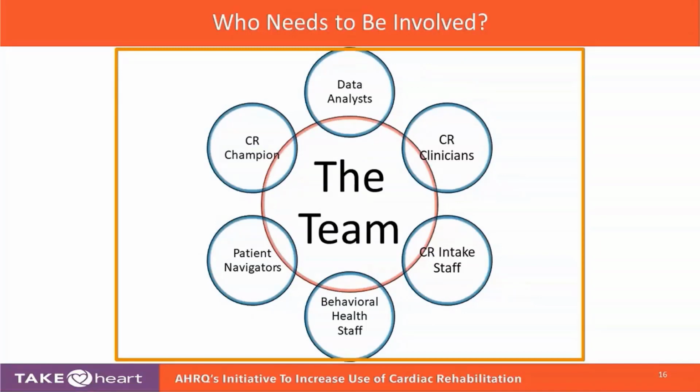This can start from, for example, data analysts, people who can look at who's not coming and how you're doing when you start changing things, involving the clinicians and the intake staff on the CR side. And then one really important element is trying to identify folks that might serve as your cardiac rehab champion. One suggestion is to identify people who can really be the champions for the program. You might have one on the inpatient side and one on the outpatient side as well.